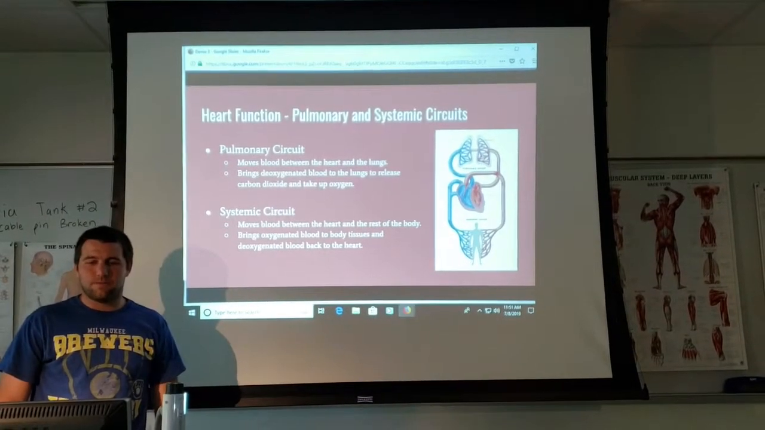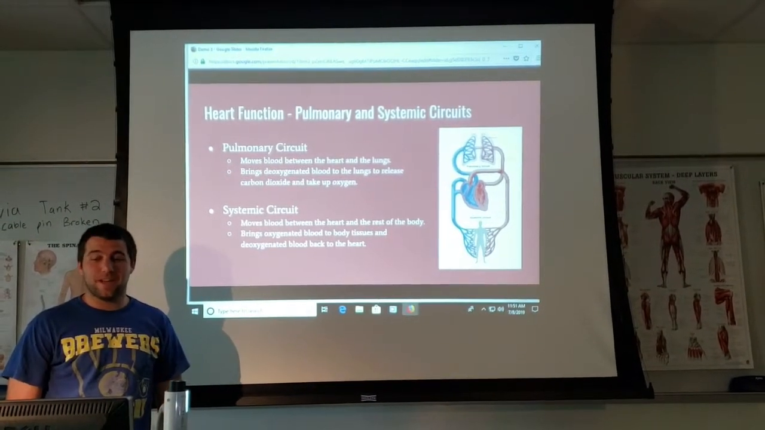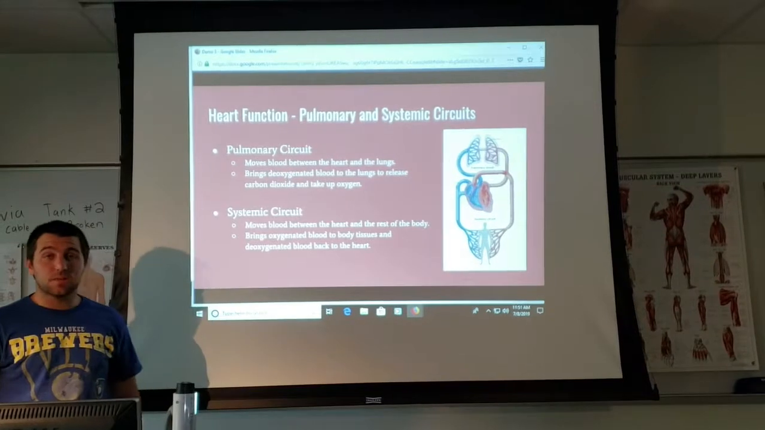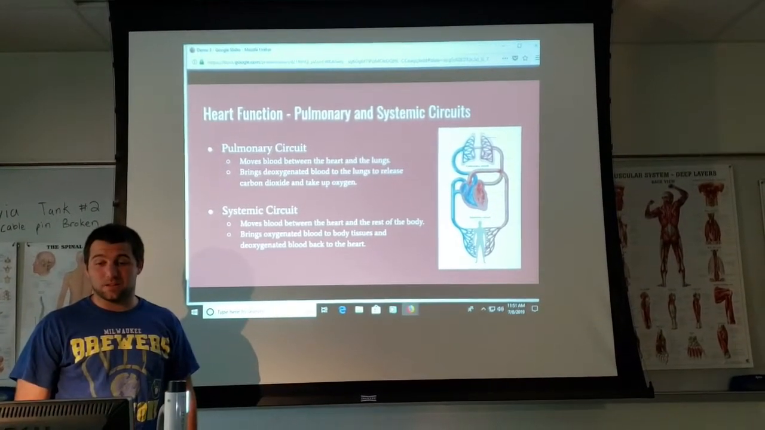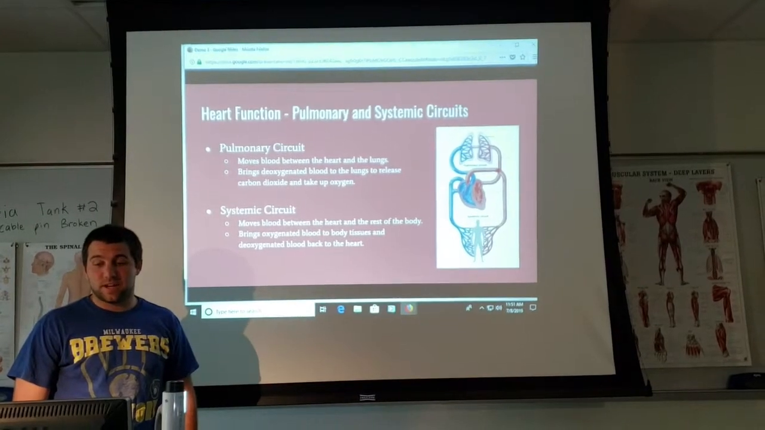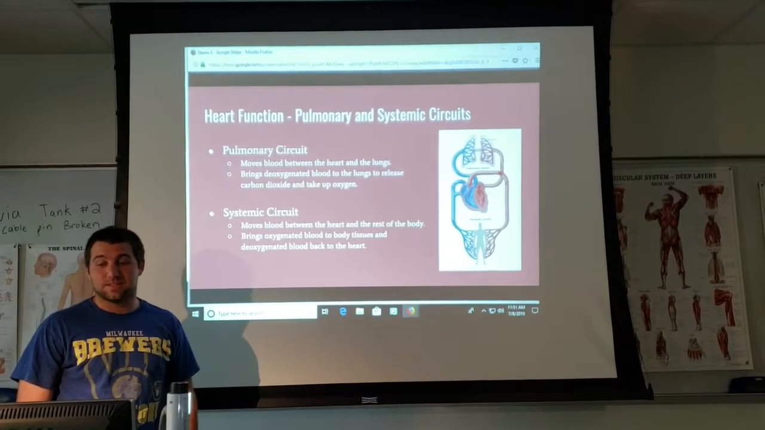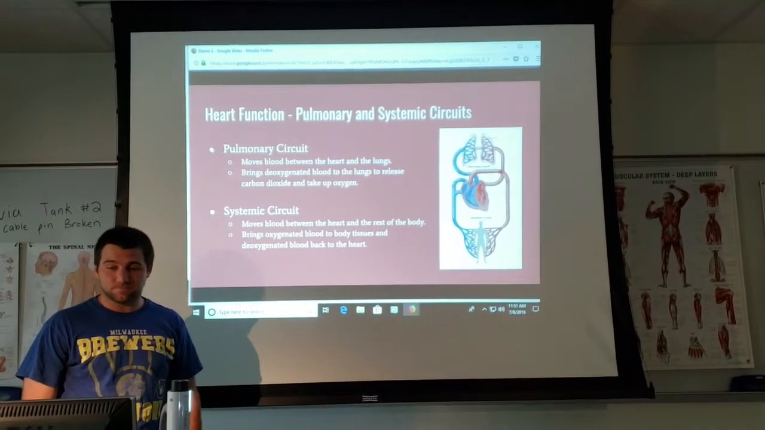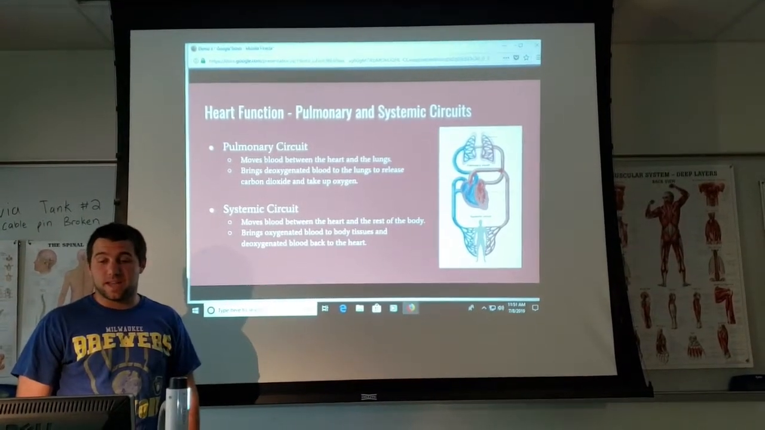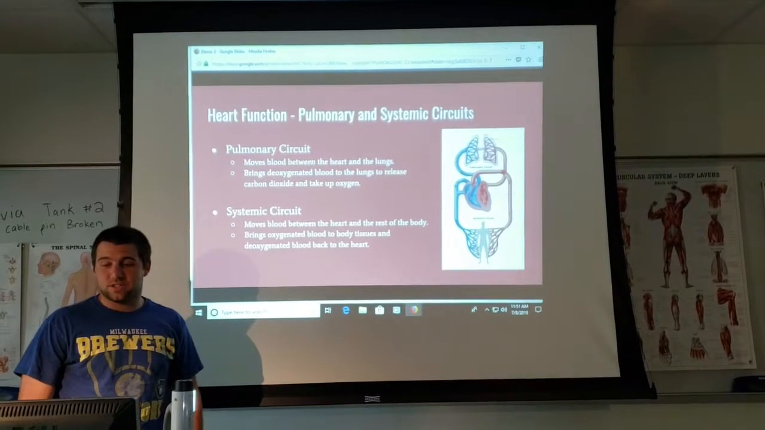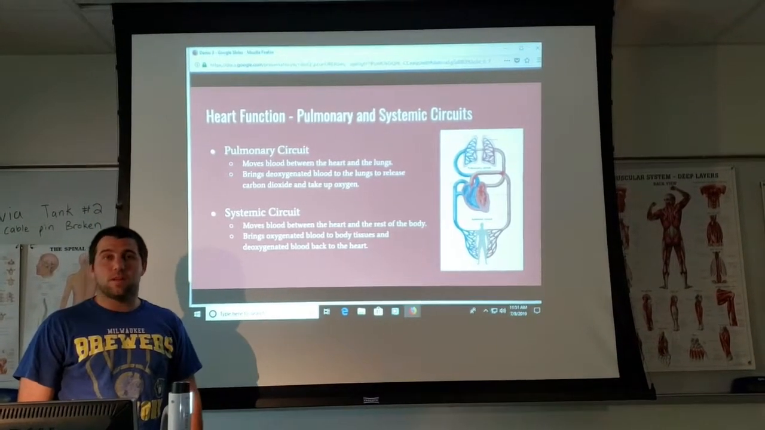All right, so heart function. We're going to have a pulmonary and a systemic circuit. In the pulmonary circuit, we move the blood between the heart and the lungs. We bring deoxygenated blood to the lungs to release CO2 and take up oxygen. In the systemic circuit, we move the blood between the heart and the rest of the body. We bring oxygenated blood to the body tissues and deoxygenated blood to the heart.